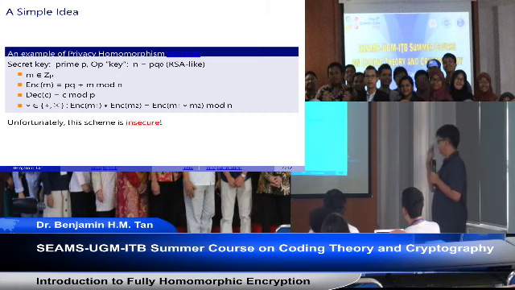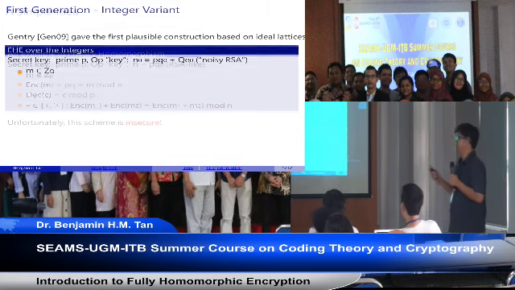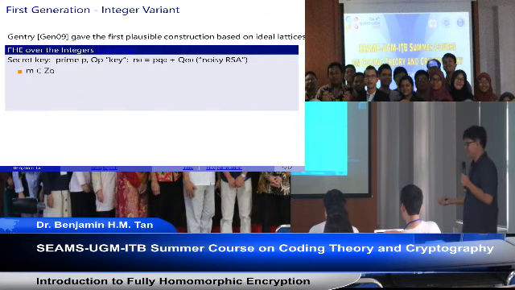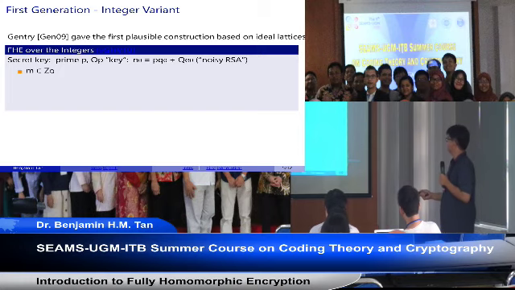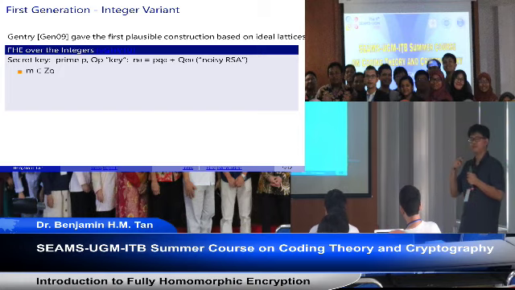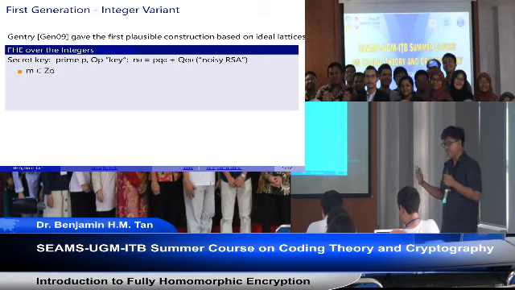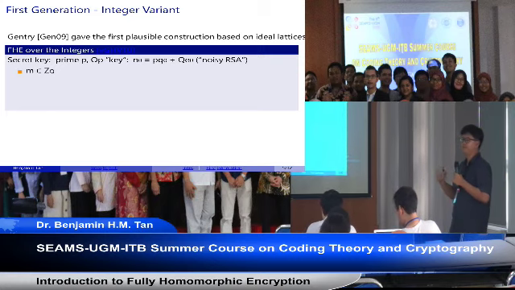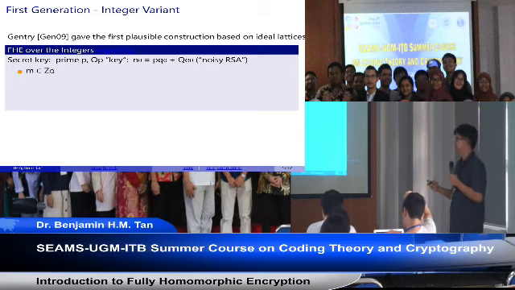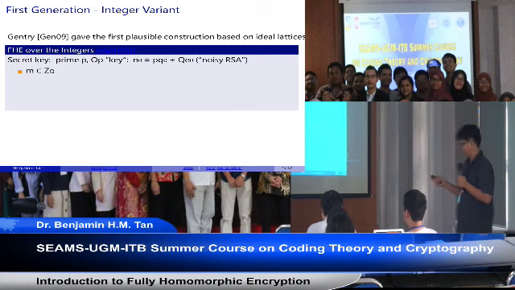Now, the first construction of FHE actually came about in 2009, about 30 years since the Rivest et al. paper. And it was based on something called ideal lattices. But in the following year, Gentry, who gave the first construction, and a few collaborators came out with a nice, easy, straightforward, simple way to do FHE over the integers.